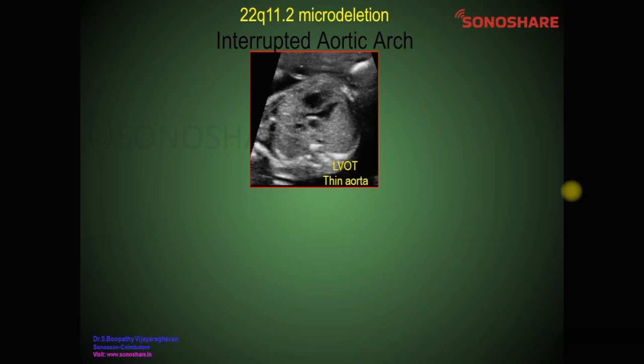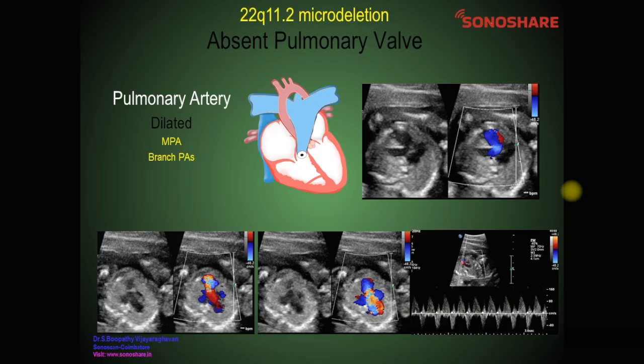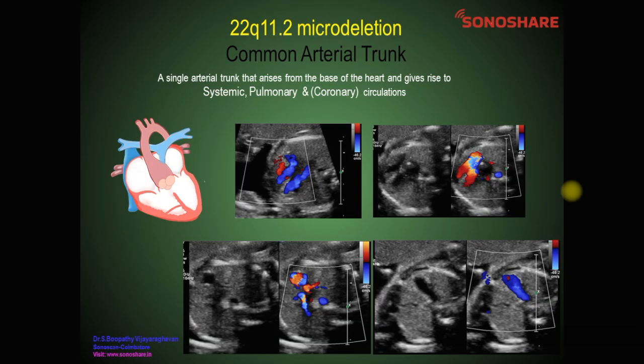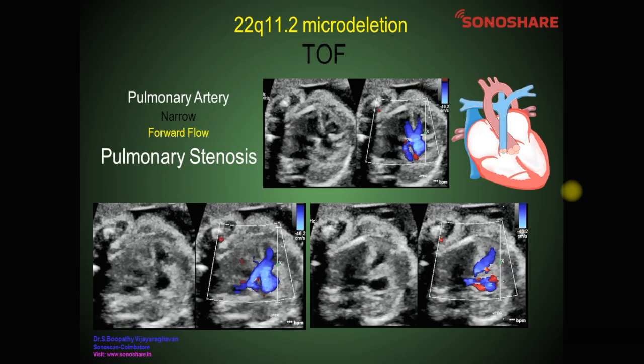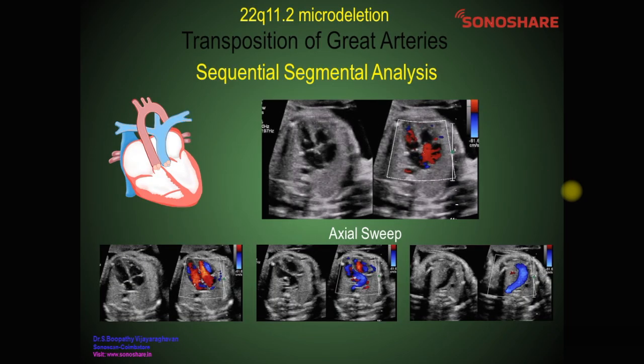Now the interrupted aortic arch, absent pulmonary valve syndrome, we see in the same vessel you get the origin of the pulmonary arteries and continue forward flow, which are the features, and the prevalence is about 16%.